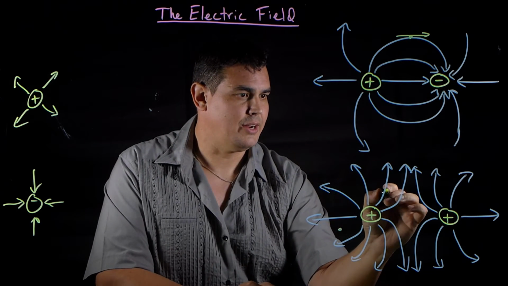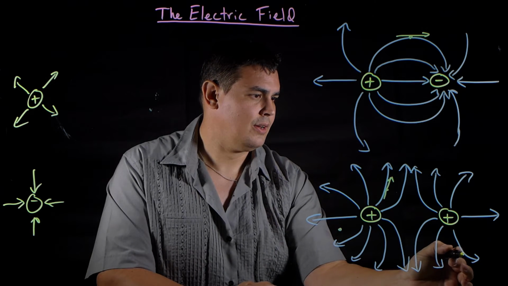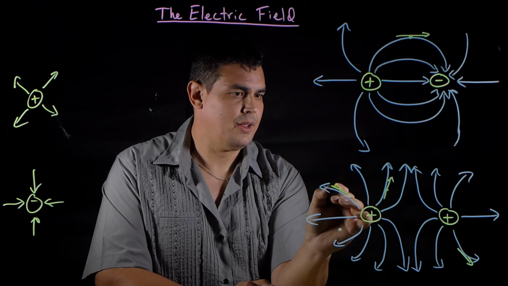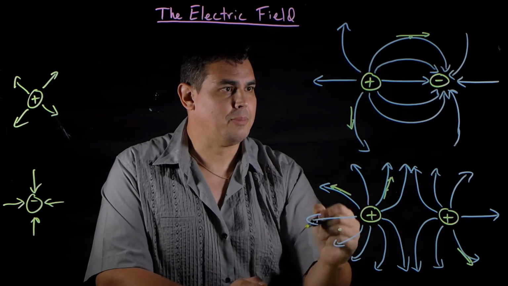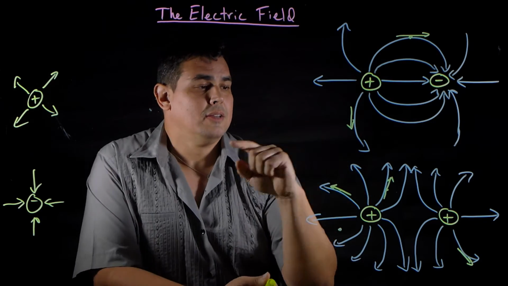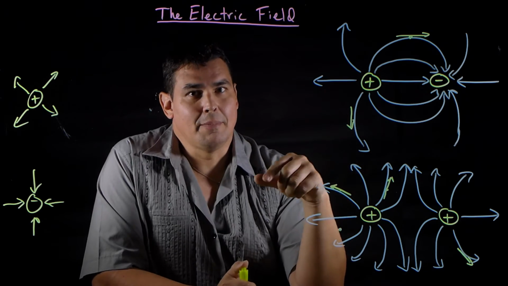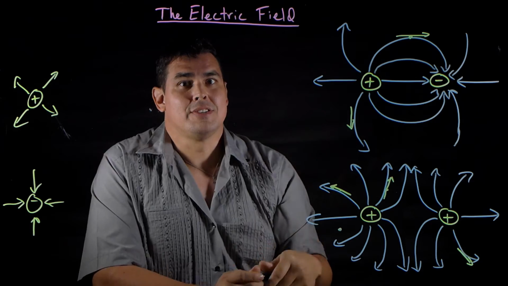So right here, it would point there. Over here, it would point kind of like that. Right here, it would point kind of like that, right? You could do this anywhere. So right here, it would kind of be down. So the field lines, if you draw a tangent to those field lines, that shows you the direction of the field at that point. The other thing about this is field lines do not cross.